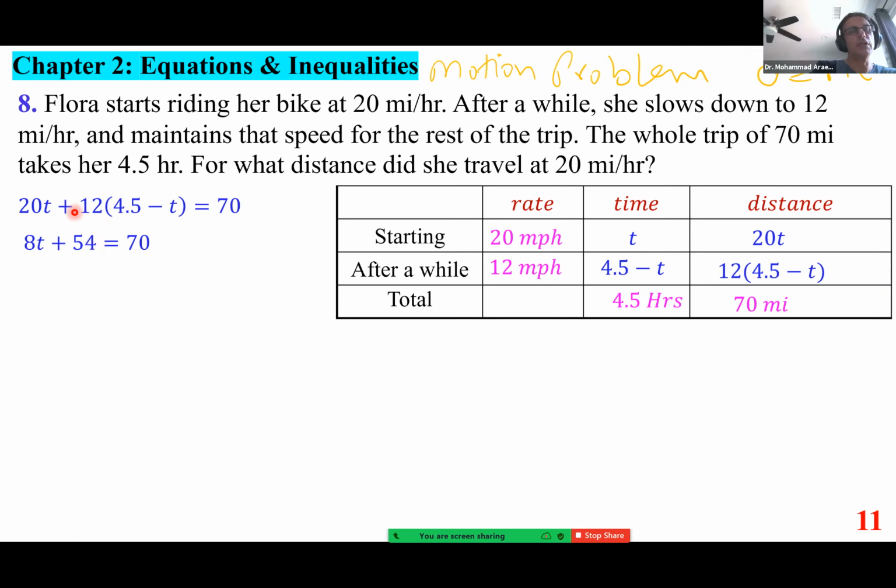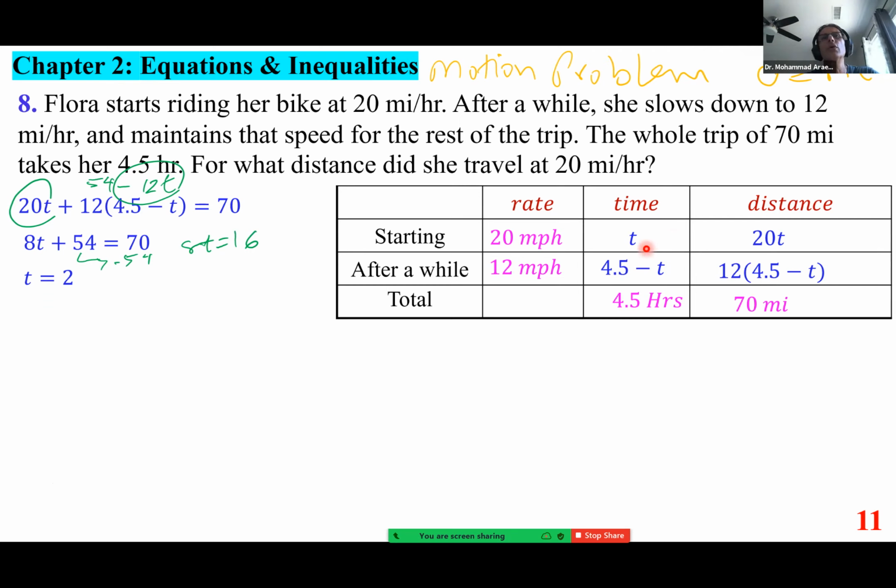So 20T, this is minus 12T. Let me just write that. So this one, when you multiply, you get 54 minus 12T. This one and this one, they give us 8T. We are going to subtract 54 and we get 8T equals 16. Divide by 8, T becomes 2.